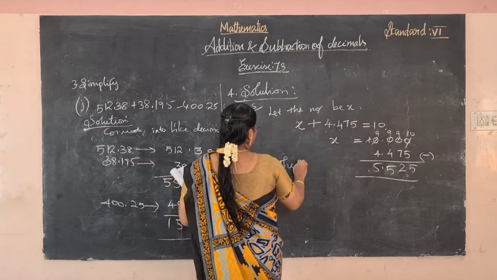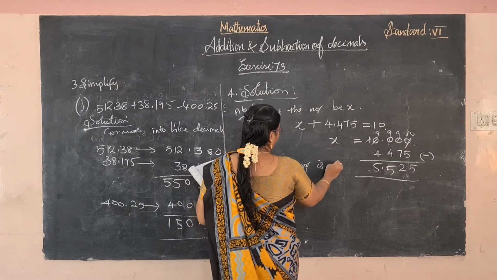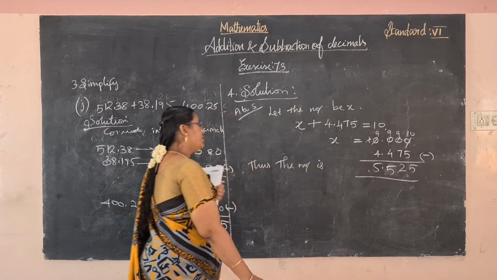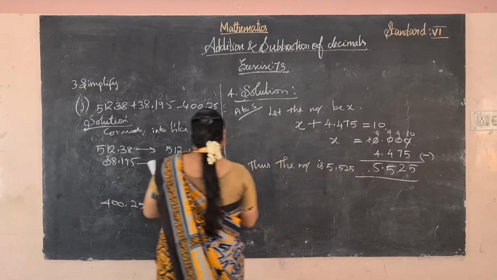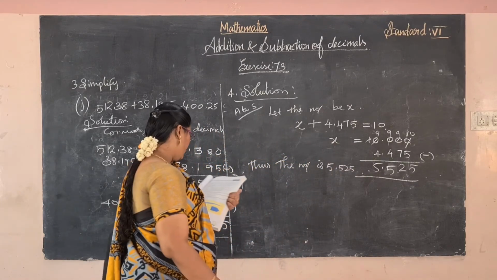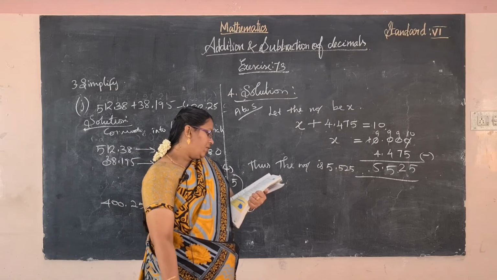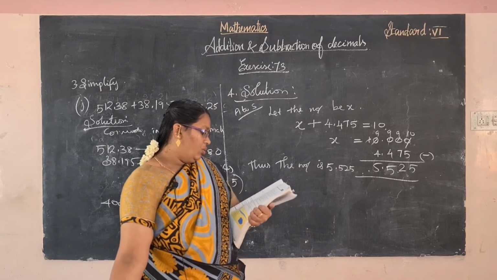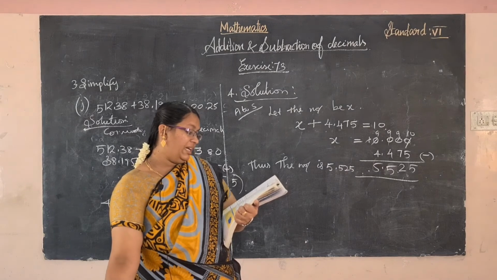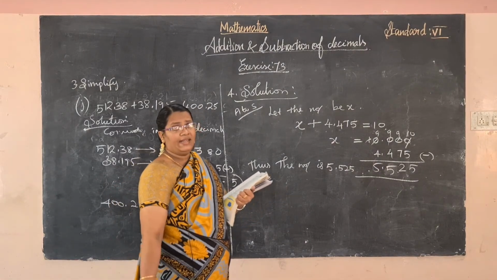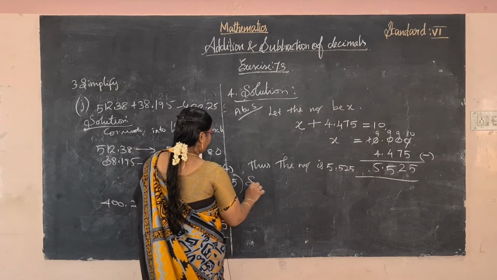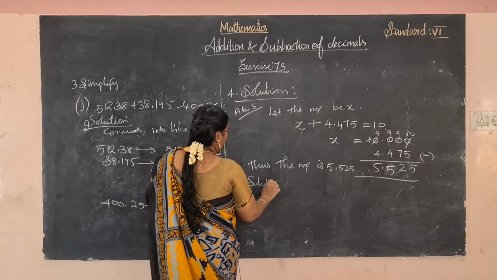Okay, thus the number is 5.525. Okay, that's it. And the fifth one: what should be subtracted from 102.55 to get the greatest two-digit number? So what is the greatest two-digit number? 99. Okay, the same method here, subtraction.